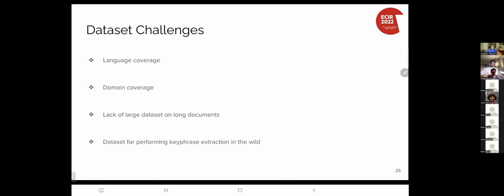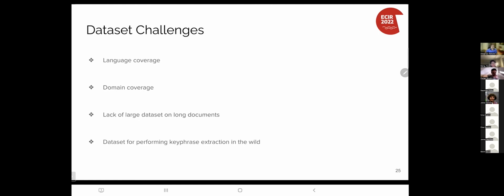Then there is the lack of large datasets on long documents. Most of the large datasets contain short abstracts, which is not what we often deal with in the real world. And this has also skewed the research community to come up with methods that are most suitable for short documents. There's certainly a need to develop large datasets containing long documents spanning multiple pages.